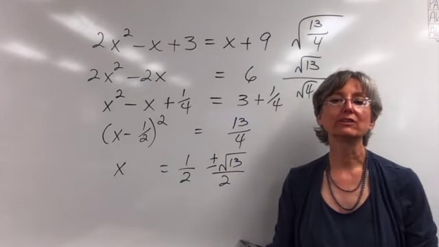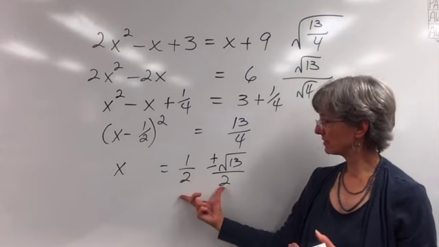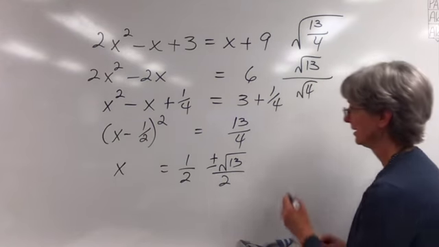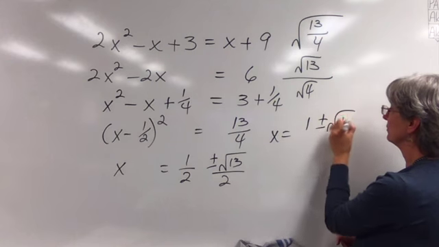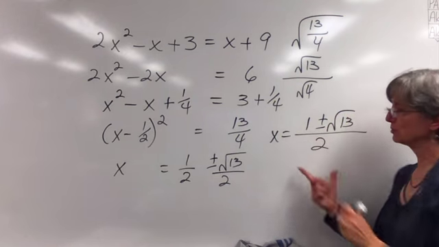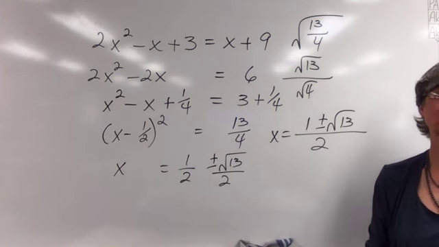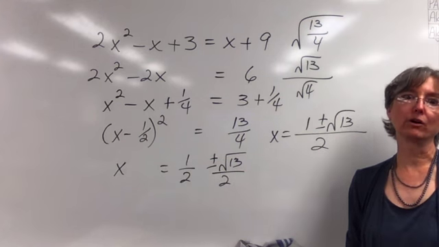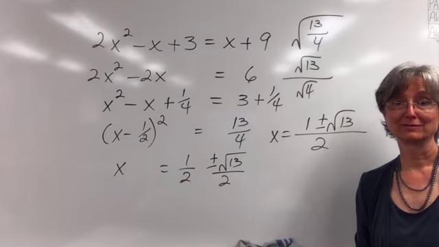You can totally leave your answer just like that. Or, because they have the same denominator, you can actually combine it. That's kind of cool. So x equals 1 plus or minus the square root of 13 over 2. These are the same. And either one is fine with me. That was complicated. If you got it right, bravo for you. But I really had to walk you through this.